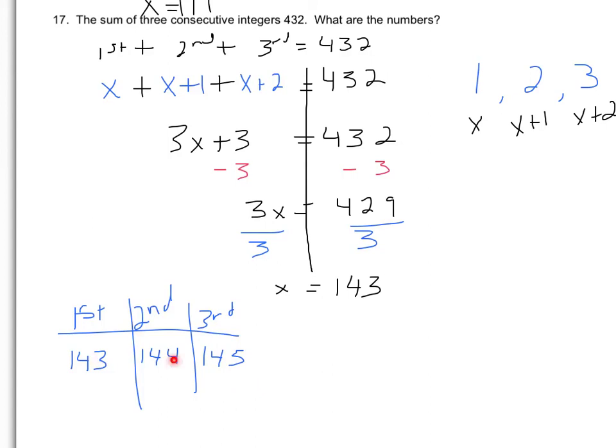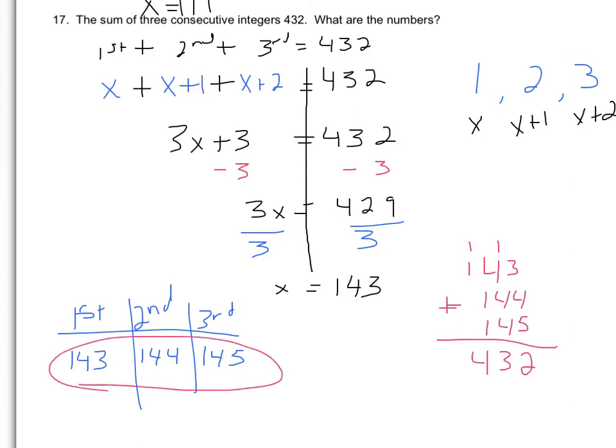So 143, 144, 145. And if I take those three integers and I add them up, I should get back to 432. So 143 plus 144 plus 145. Okay, we're going to add those up. 4 and 5 is 9, plus 3 more is 12. Carry the 1. 4, 8, 12, 13. Carry the 1. 1, 2, 3, 4. 432. So these would be the three consecutive integers.